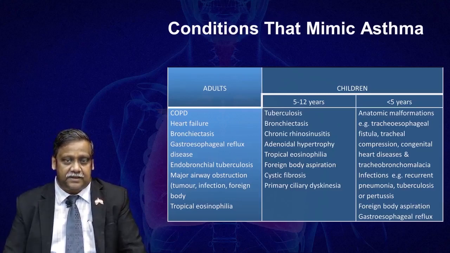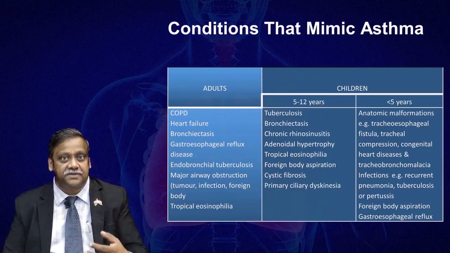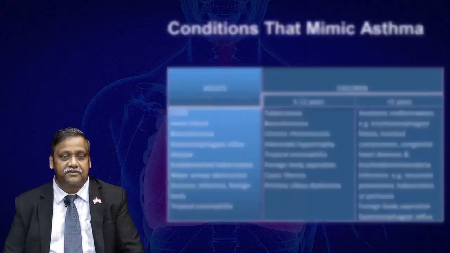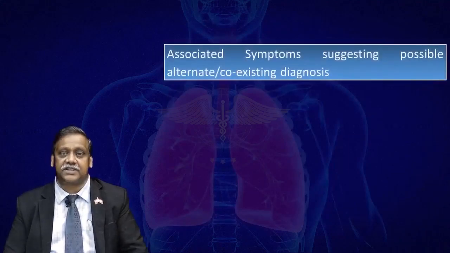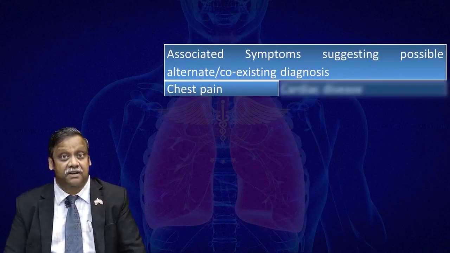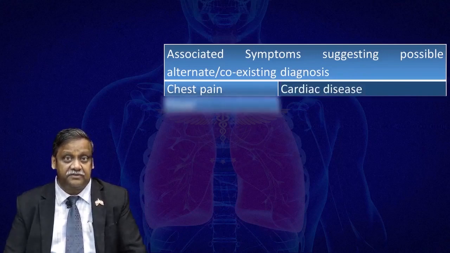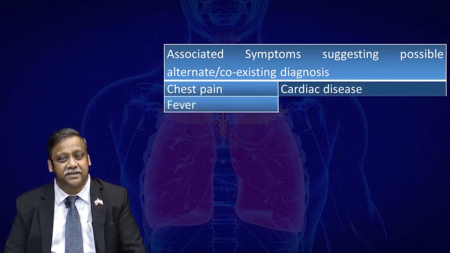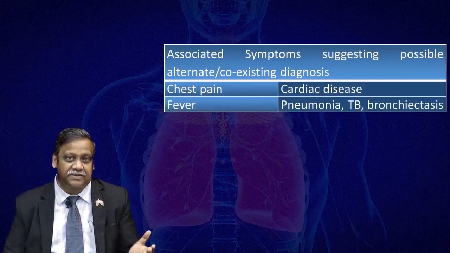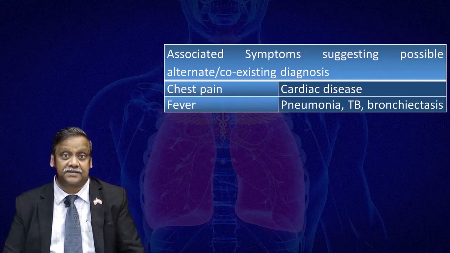diagnosis. It is important for you to ask a set of other important symptoms and questions. For example, if the patient also has an associated chest pain, then you know that this is unlikely to be asthma or COPD. It probably is because of an underlying ischemic heart disease or something else. Similarly, if the patient complains of fever, then you know that it is because of an underlying infection. Could be a bacterial infection, could be a tubercular infection, or it could be because of underlying bronchiectasis. So these patients will come to you with the presence of fever.